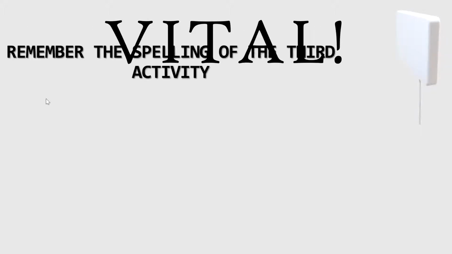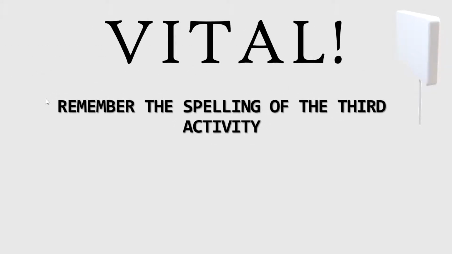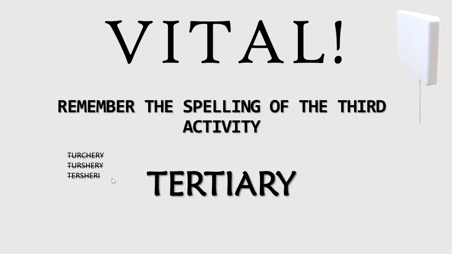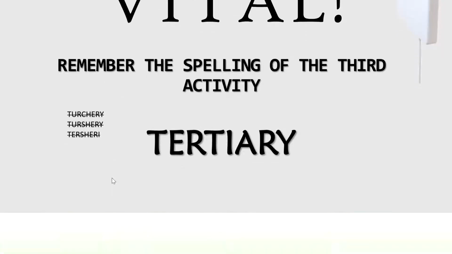Now, one thing which is really important to remember is the spelling of the third activity. The third activity we all know is tertiary activity. Some of the common spelling mistakes are these variations of tertiary, none of which is the correct spelling of tertiary. The actual spelling is: tertiary. So remember this. This is really important.